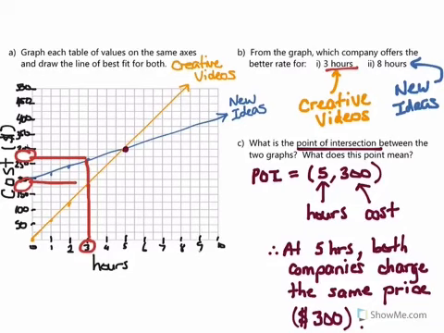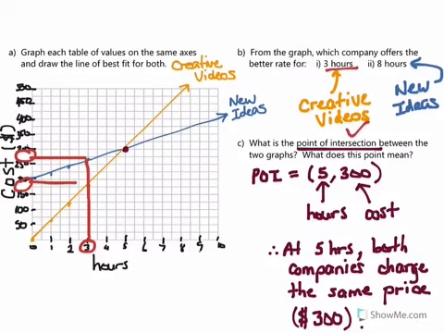I don't want to pay that much. That's a lot of money. So for 3 hours, I think I would rather choose the creative videos. They're the ones that would be cheaper because the orange line is lower than the blue line at 3 hours.